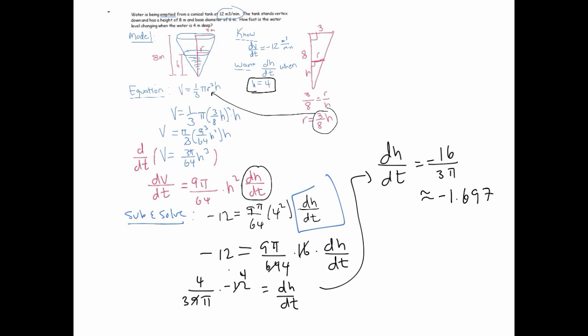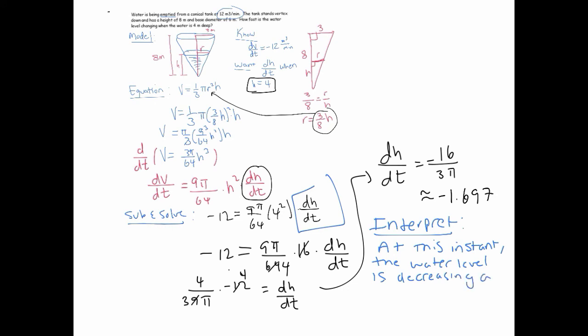All right, so now we can interpret and we'll be done. By the way, notice it makes sense that it's negative, because the water level is decreasing, so you're losing height there. So we can say at this instant the water level is decreasing at negative 1.697 meters per minute.